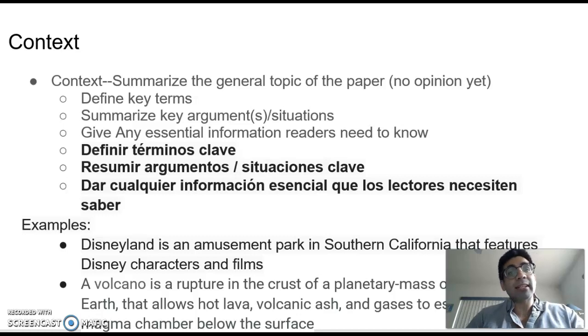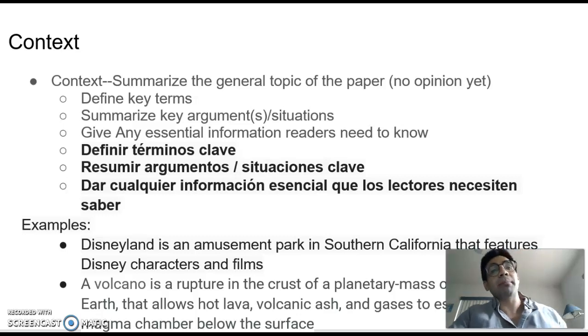Example, so Disneyland is an amusement park in California that features Disney characters and films. If you're writing that essay about Disneyland, and to go along with that essay about Maui, a volcano is a rupture in the crust of a planetary mass object such as Earth that allows hot lava, volcanic ash, and gases to escape from a magma chamber below the surface.